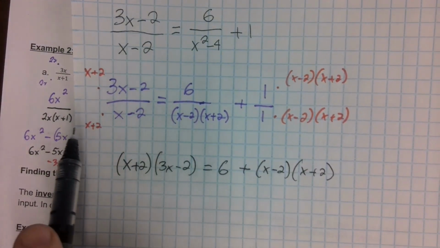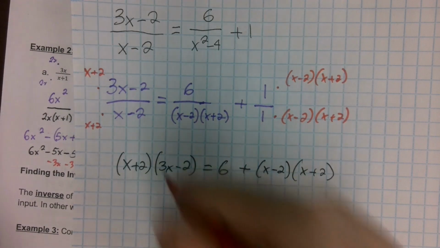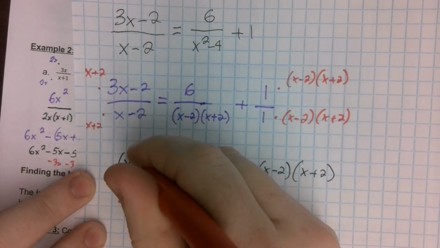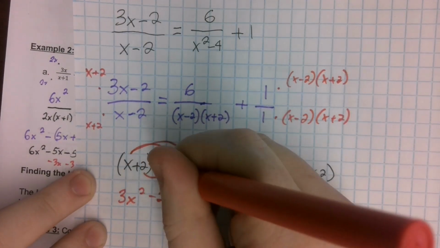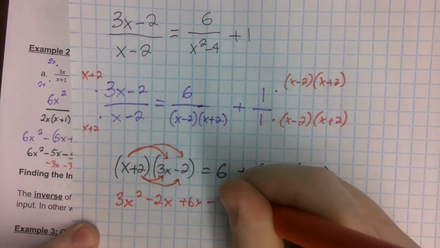This one is going to be a little bit of a pain to solve, but we know how to solve this. We can use FOIL. So let's FOIL this first one out. X times 3x is 3x squared. X times negative 2 is negative 2x. 2 times 3x gives us 6x. And 2 times negative 2 is minus 4. This equals 6 plus x squared minus 4, because we know that these two are a difference of squares.